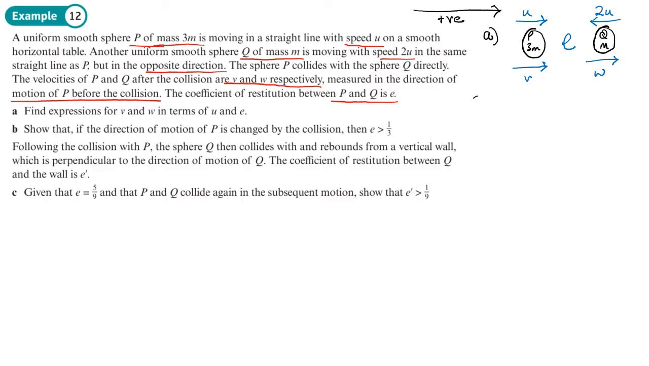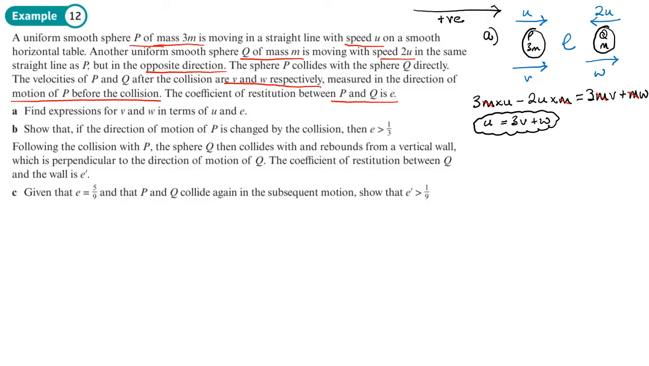Let's start with the conservation of linear momentum. So we'll have 3m times u, then minus 2u times m. Then after the collision, we will have 3mv plus mw. Every term has got m in it, so that will cancel out, and we'll end up with 3u minus 2u, which is u, equals 3v plus w. Okay, so equation number 1.